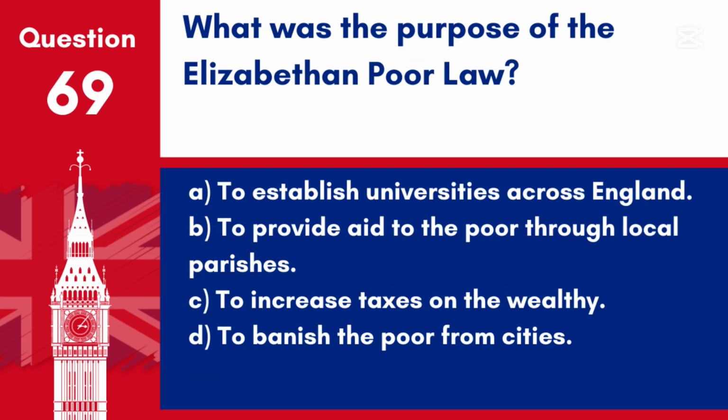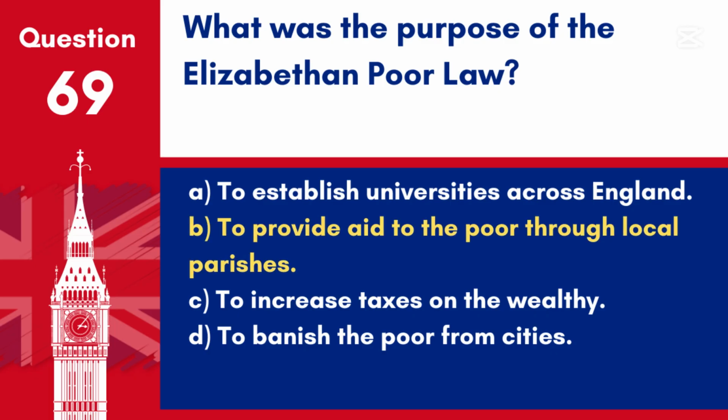Question 69. What was the purpose of the Elizabethan Poor Law? A. To establish universities across England. B. To provide aid to the poor through local parishes. C. To increase taxes on the wealthy. D. To banish the poor from cities.